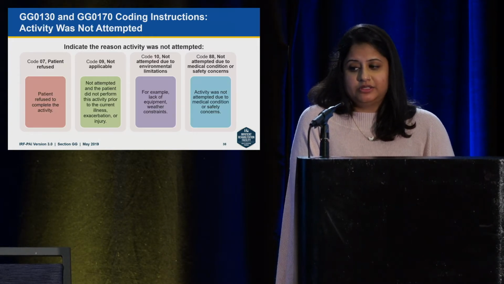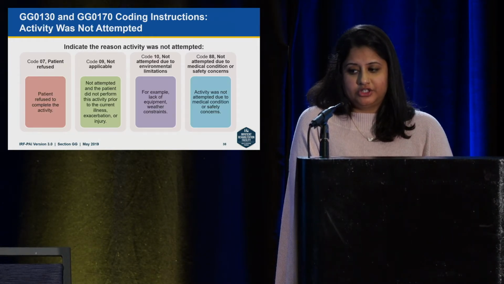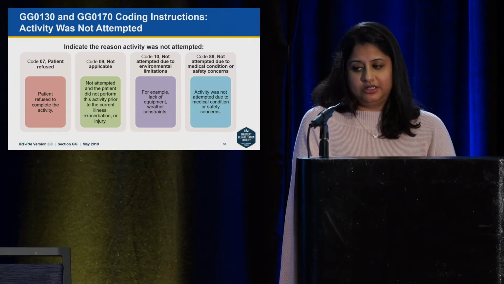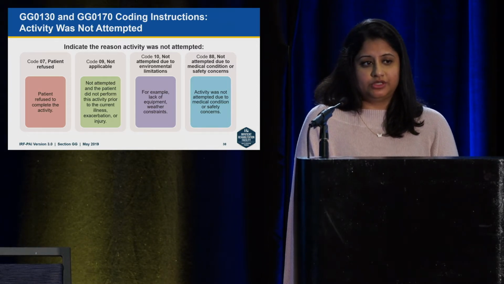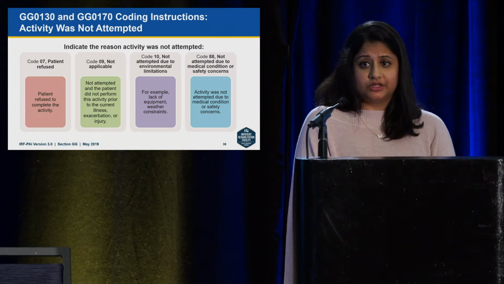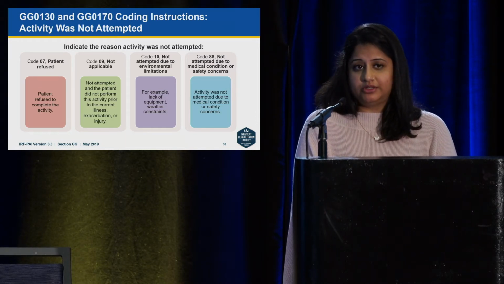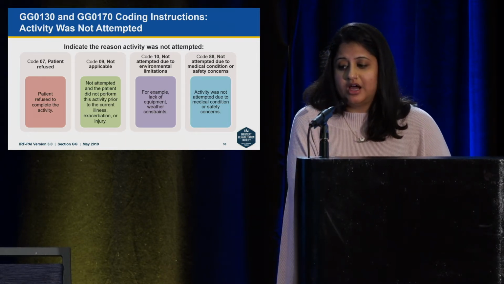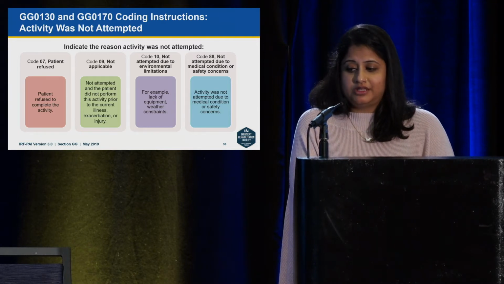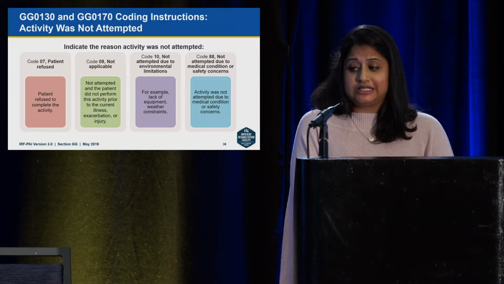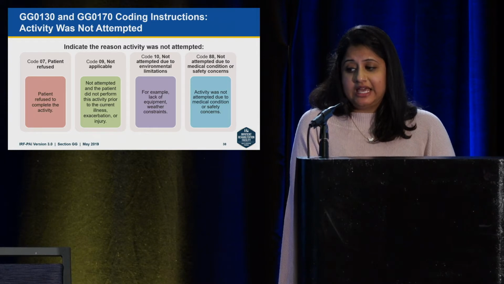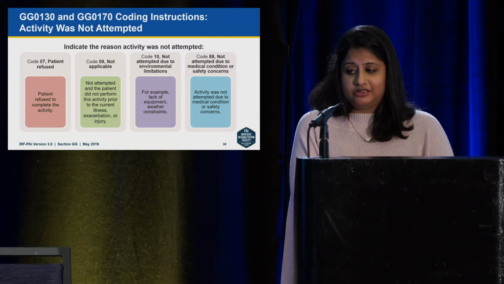So if the activity was not attempted, clinicians should indicate the reason the activity was not attempted using one of the 4 activity not attempted codes. And these are 07, so if the patient refuses to complete the activity, clinicians would code this activity 07. 09 being not applicable, so it was not attempted and the patient did not perform this activity prior to the current illness, exacerbation, or injury. 10 being not attempted due to environmental limitations.